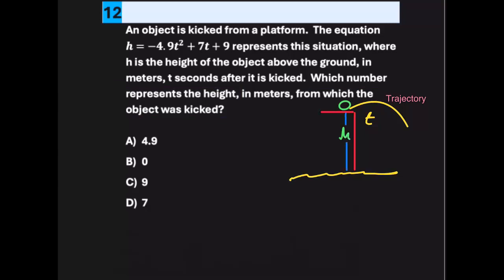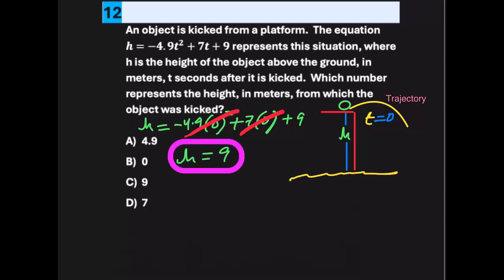So before the object is kicked from the platform, the time of the flight equals 0. And to find the value of h, we're going to use the given equation, which is h is equal to negative 4.9 times t squared, and the value of t is 0, plus 7 times t, and t is 0, plus 9. This term 0, and this term 0, and h is equal to 9. And the answer is right here.